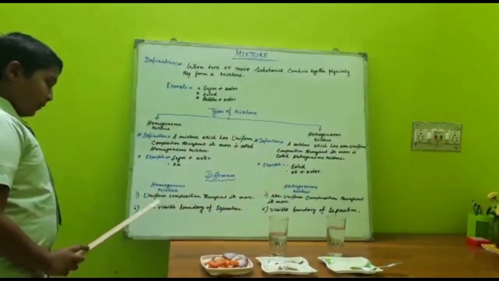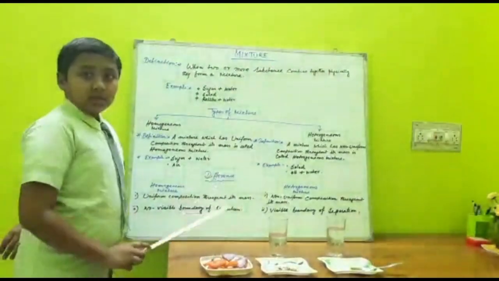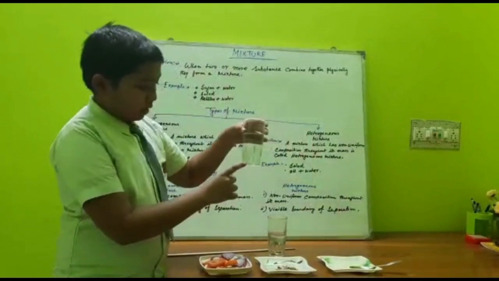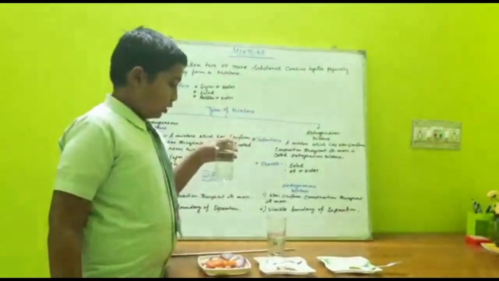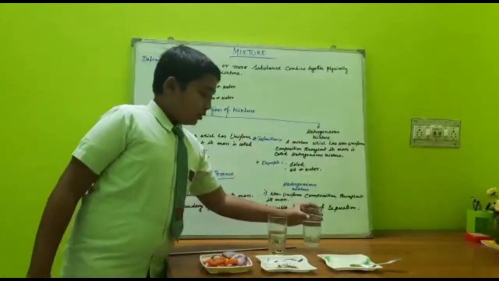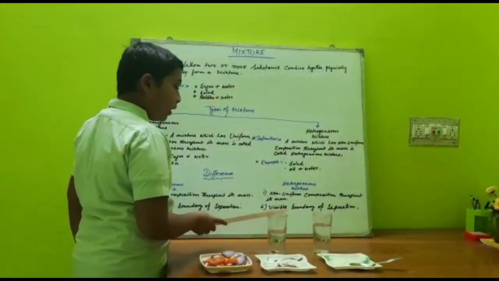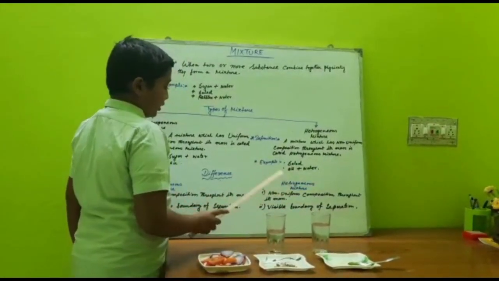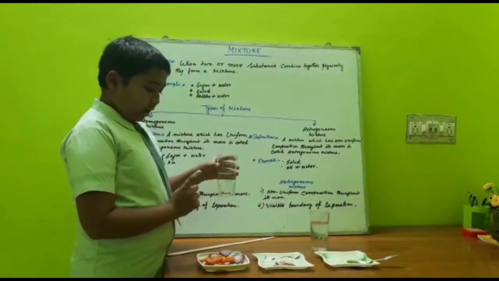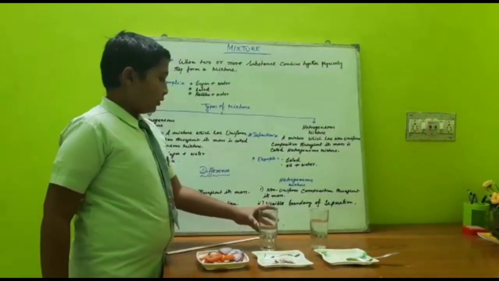Now, the second difference is that no visible boundary of separation. There is no visible boundary. You cannot see the sugar. It has been fully dissolved. So you cannot see. It is not visual. So that's why it is homogeneous. And now, visual boundary of separation. It is heterogeneous mixture. Because the pebbles are visible. They are not dissolving, so they are visible. It is a heterogeneous mixture.